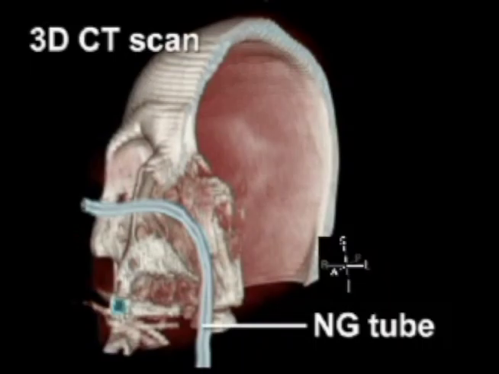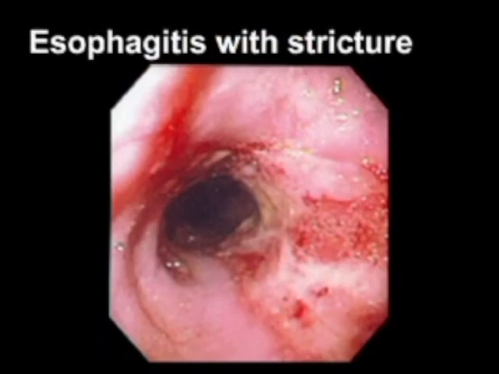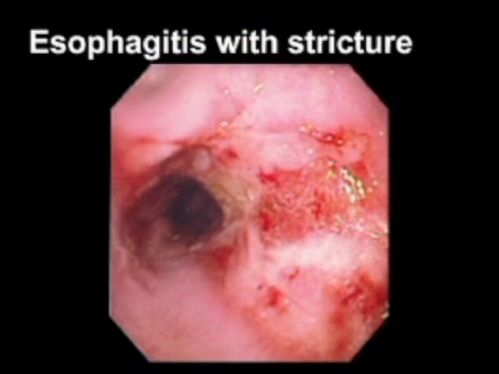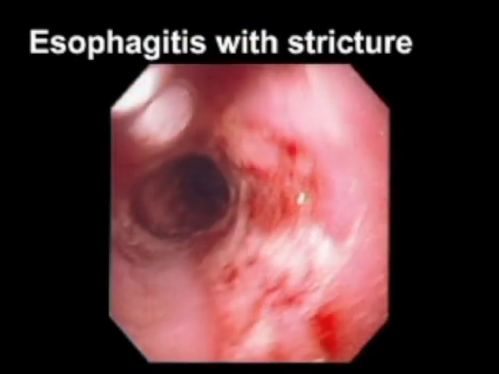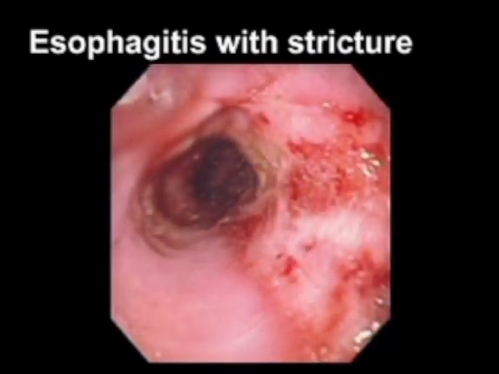Nasogastric intubation should be avoided in patients with significant maxillofacial trauma, as the tube may enter the cranial vault if the thin cribriform plate has been disrupted. The procedure should also be avoided in patients with known esophageal abnormalities such as recent caustic ingestion, diverticulae, or strictures, as they are at high risk for esophageal perforation.